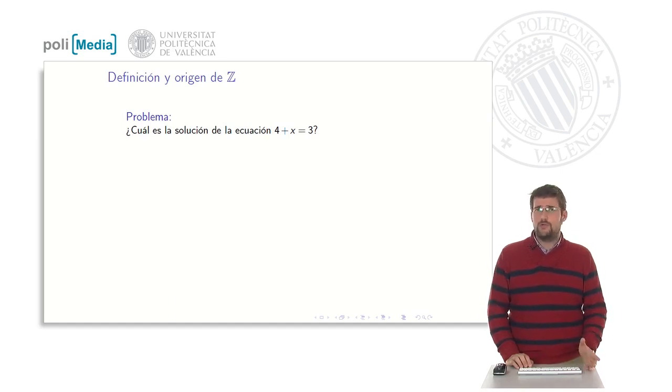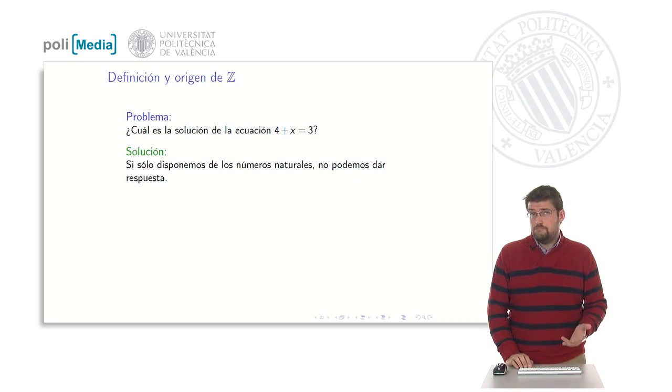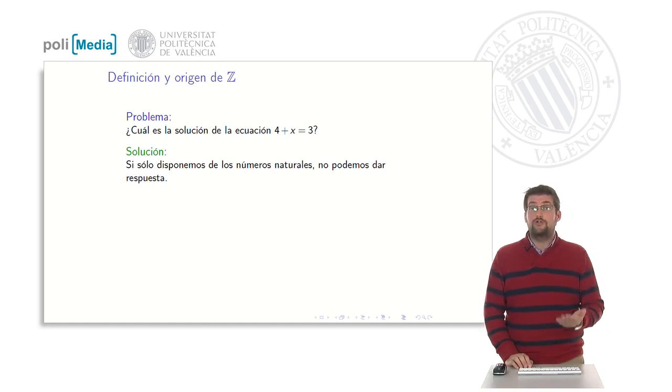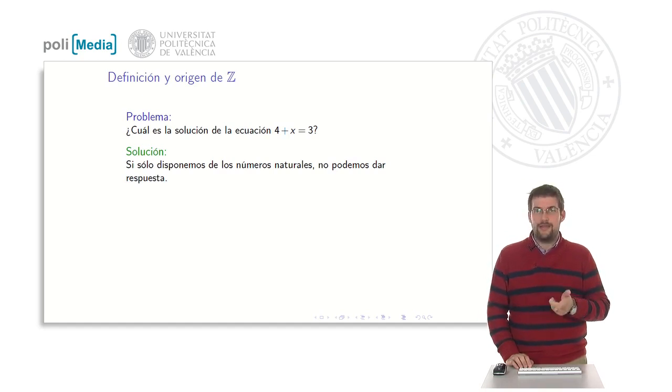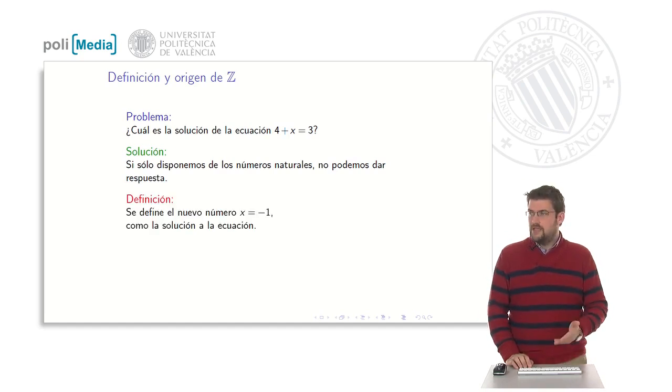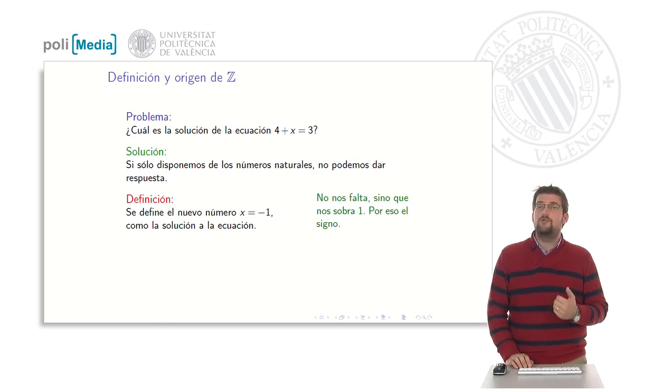Does this question have a solution? The solution to this question is that if we only consider natural numbers, there is no solution, because we can see that we don't need anything to reach 3. But instead, we need to subtract 1. The idea that we don't need anything, but we have an excess, is what makes us change and add the sign. Therefore, to solve this equation, we define the number x equals minus 1, so we have 1 left over. We don't need to add, but to delete 1. This is the significance of the sign.